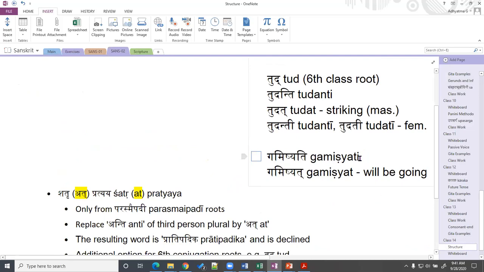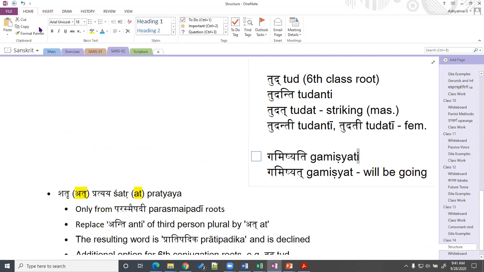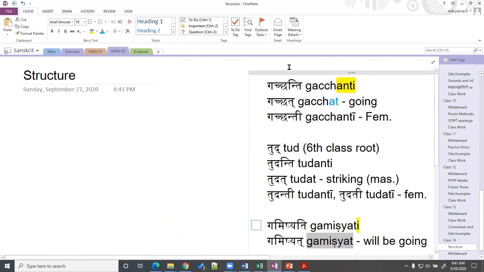But if I say here Gamishyati, then I can just remove the ikara, this thing, and that will work. So in the future, you can actually have this logic for the future participle. Just remove this and you will have the participle form. So it will be okay. But not in the present participle. For the present participle, you should take the third person plural form only.